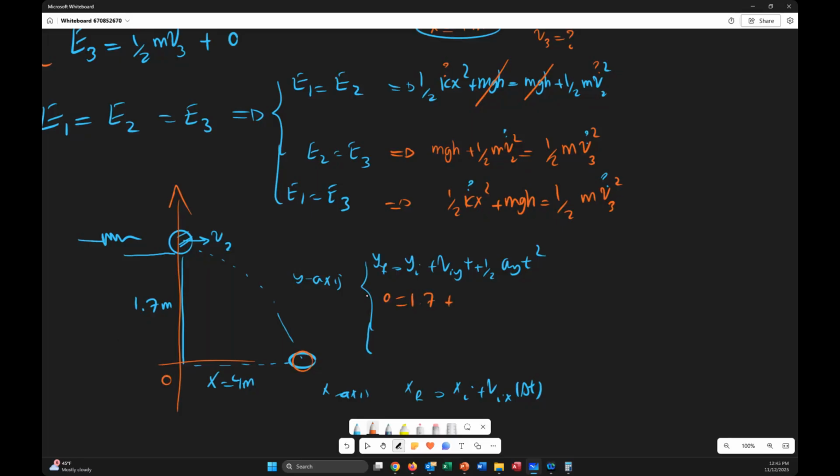Would it be 0? Perfect. Because this is the horizontal velocity, that's the velocity that we have. The vertical velocity is 0. Plus 1 over 2, what is the acceleration? Negative 9.8, because when it's released, it's going to be the gravitational acceleration. Negative 9.8 t squared. Good. I can find the t from here. So it's going to be negative 1.7 equals 1 over 2 times negative 9.8 t squared.